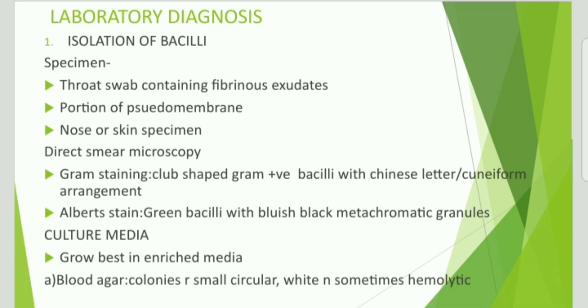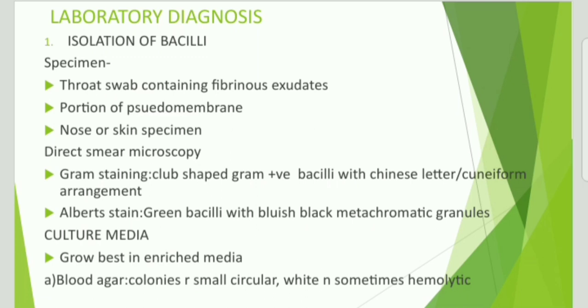Let's have a look at the laboratory diagnosis first. One thing you should remember here is that treatment should be instituted immediately on clinical suspicion without waiting for the laboratory reports. Why? It's because of the risk of respiratory tract infection.